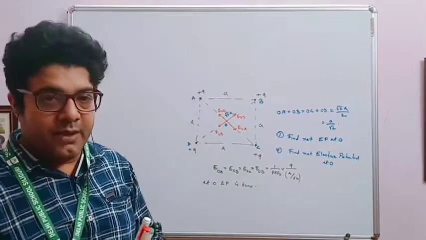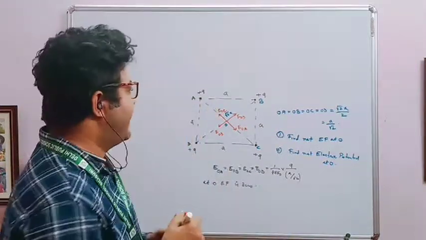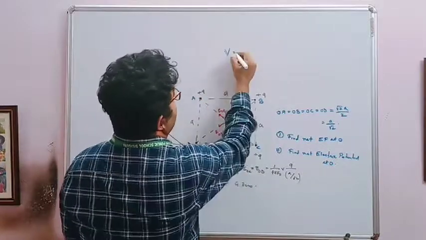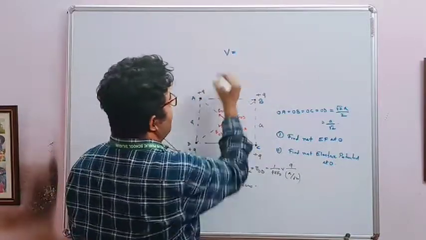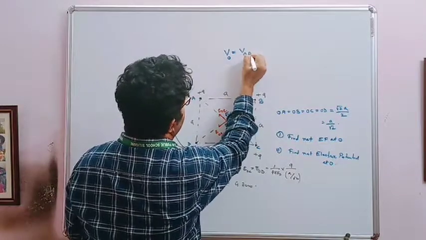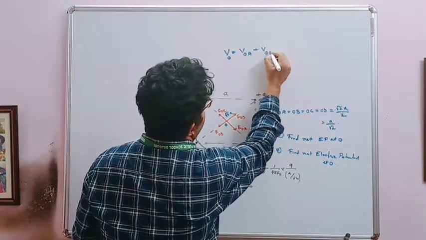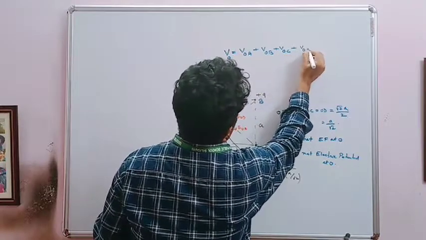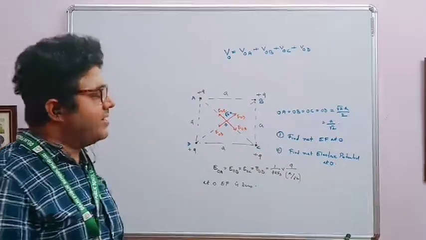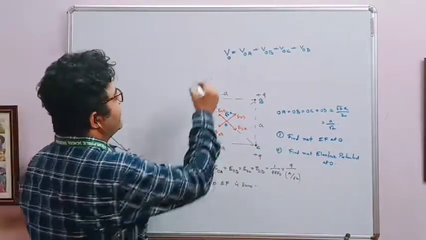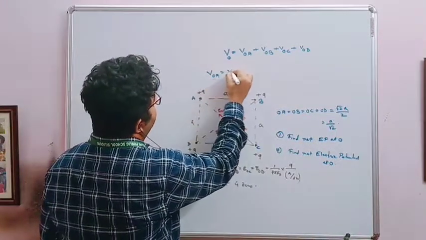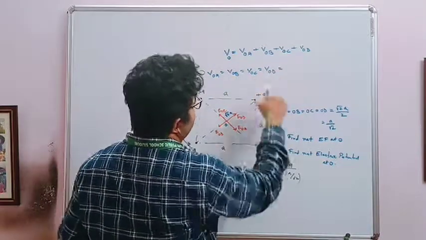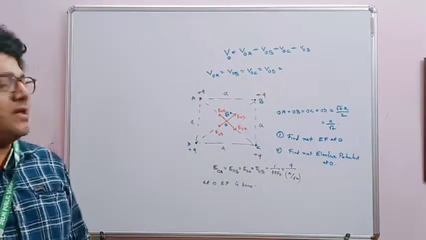But what about electric potential? See, electric potential is a scalar quantity. So the electric potential at O is the sum of the potentials due to A, B, C and D. Again, the distance is the same, so you just find anyone's value. The value is the same because we put the same charge. If the charges are different, then their values are different.